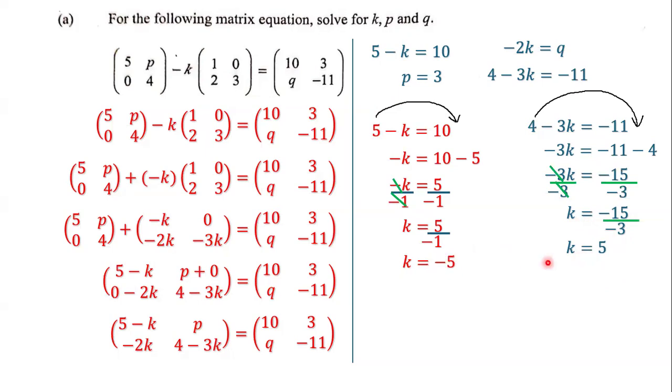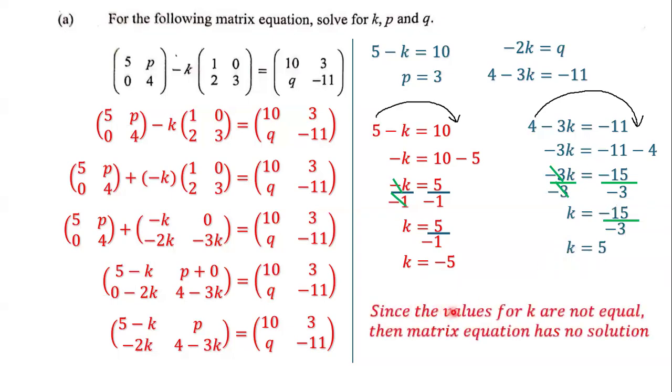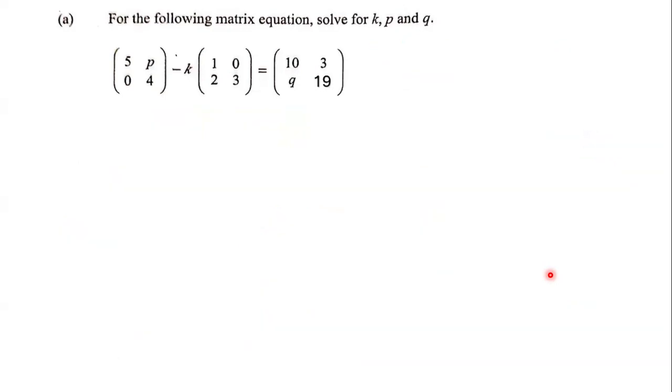Now that is not right, because the value for k is supposed to be equal. So k is supposed to be one number, not two different numbers. But we got two different values for k. So what does that mean? Since the values for k are not equal, then the matrix equation has no solution. And so this matrix equation has no solution, and that's the answer for this question.